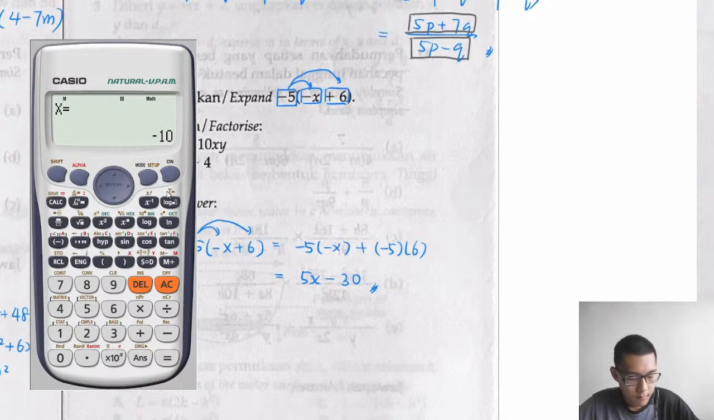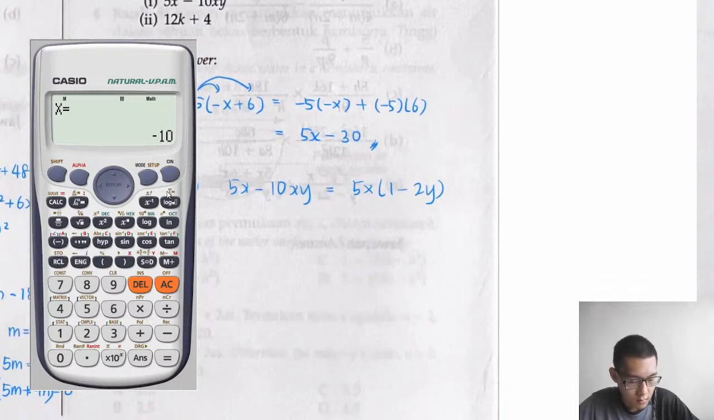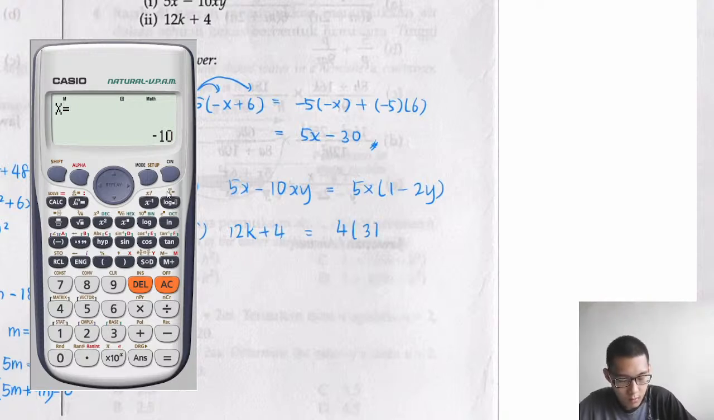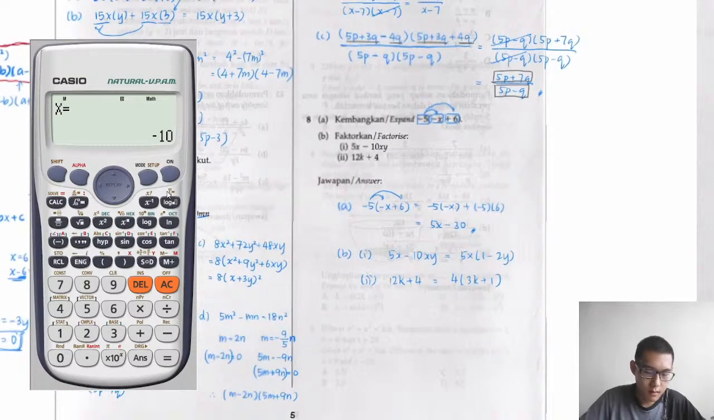Done. Question B. Factorize. For the first one, I know that 5x and 10xy both have 5x, so we can factorize 5x to become 5x times (1 minus 2y). This one is faster. The second one we have 12k plus 4. Both of them have 4 as a factor. So now we have 4 times (3k plus 1). This one is simple. Done.